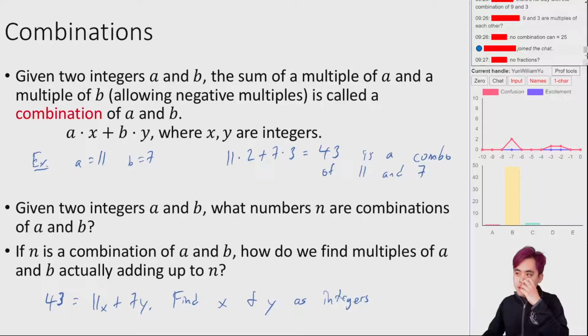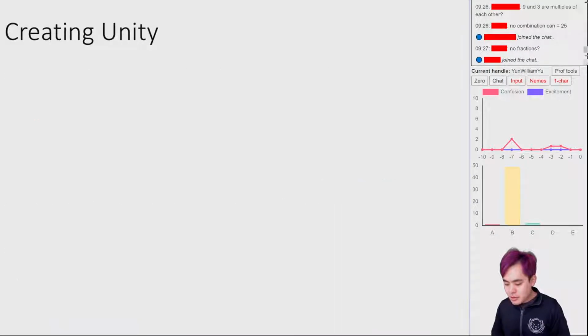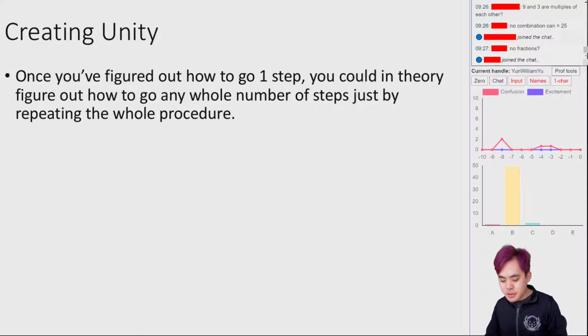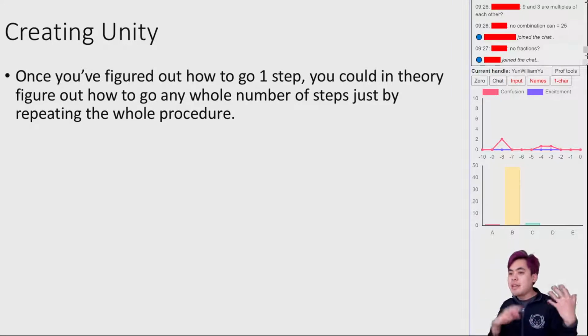So there are a number of ways you could do this, and one of them is through creating unity. So 1 is the unity, and one thing you can do is, if you figure out how to go a single step, if you figure out how to go exactly 1 step, then you can, in theory, figure out how to go any whole number of steps just by repeating that procedure over and over again.